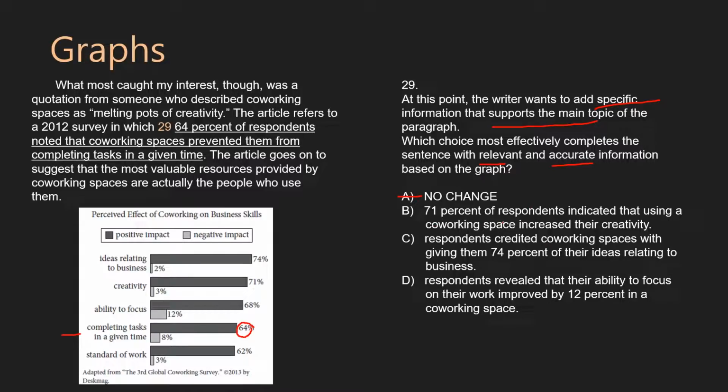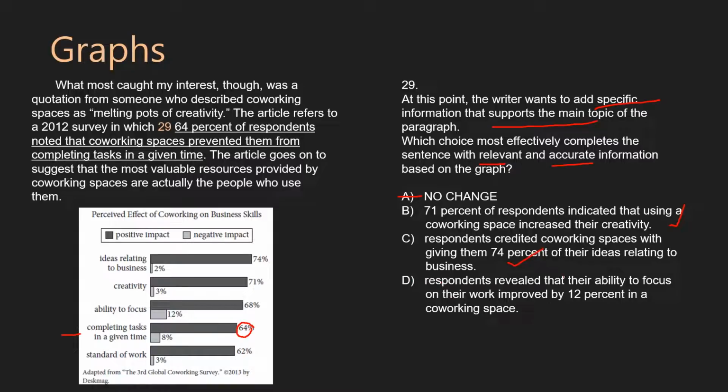B says that 71% of respondents indicated that using a co-working space increased their creativity. Well, that's positive, increasing creativity. Here's creativity. Here's 71%. B works. It's accurate. C says respondents credited co-working spaces with giving them 74% of their ideas relating to business. Well, here's ideas relating to business. And crediting the co-working spaces with that is definitely positive, and the number is 74%. So C is also accurate.